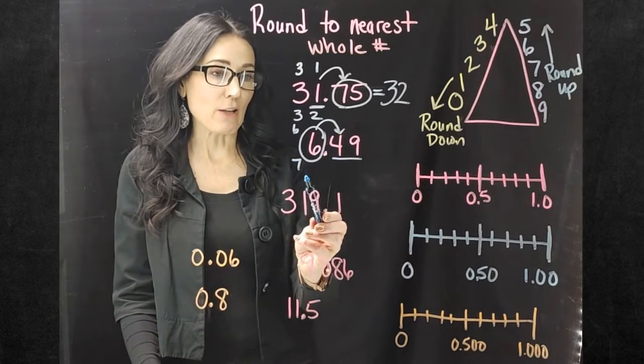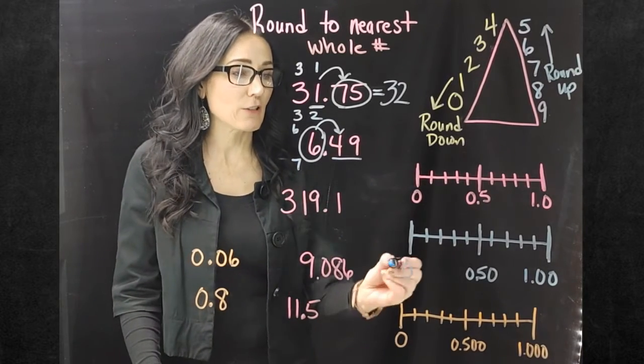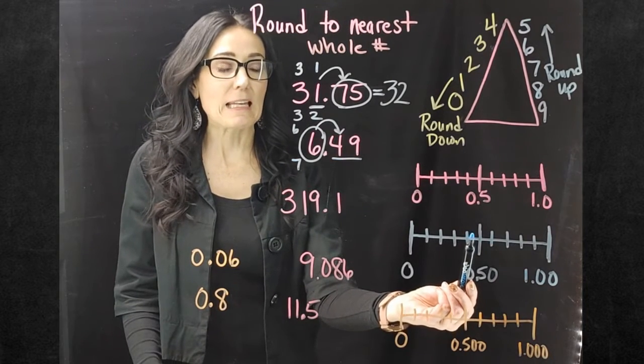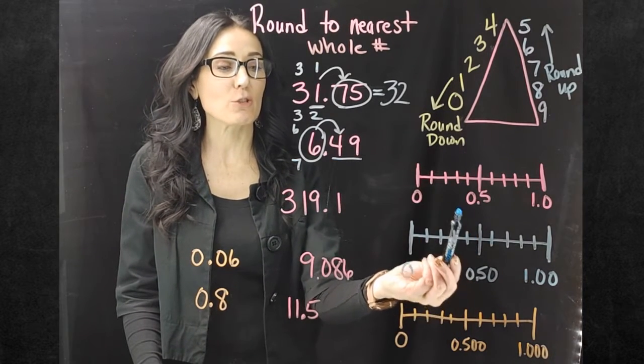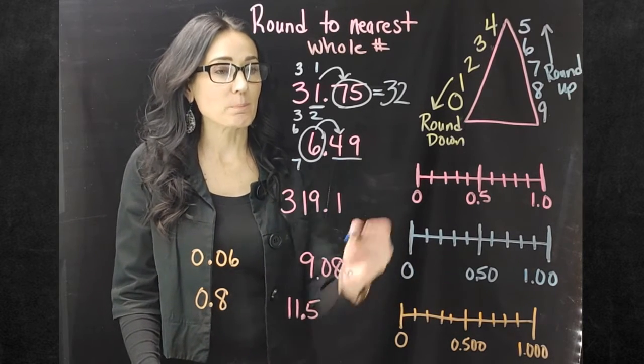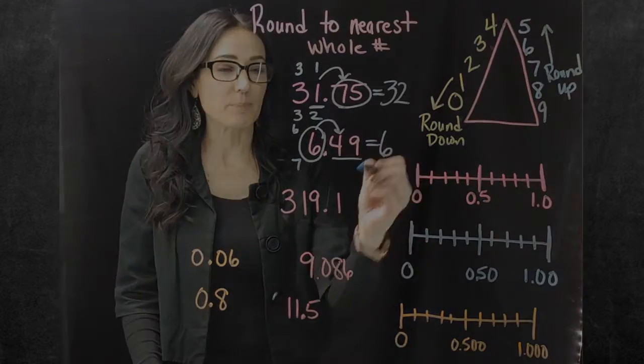On a number line, though, if you wanted to find 49 hundredths, it would be right here just before 50. And anything less than 50 means you will round down. So that's another reason why we would round down to 6.